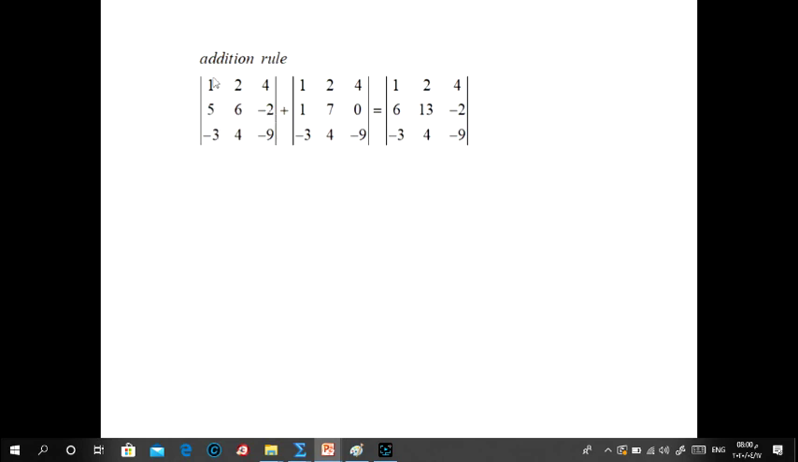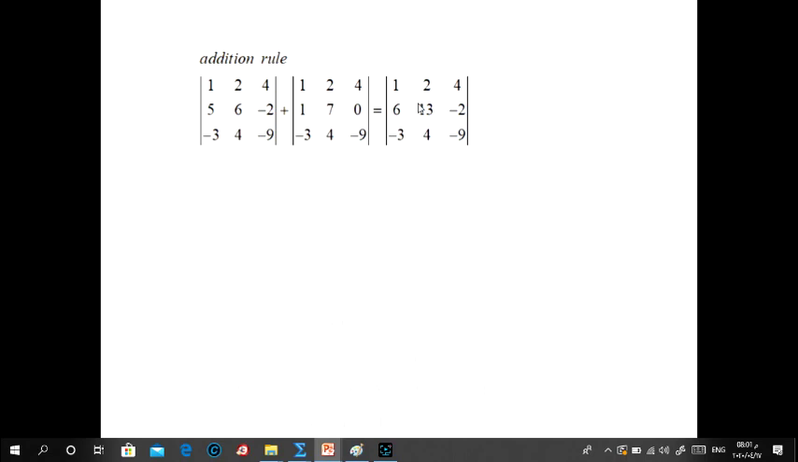For this one, the first row is the same first row for this determinant, and the third row is the same third row. So the answer must be the same for the first and the third, and just add what is between. If you need to add two determinants together, you need to make two rows or two columns the same. This is a very important condition. Without this condition, it is not available. So 1 plus 5 equals 6, 7 plus 6 equals 13, 0 plus negative 2 equals negative 2, and the first row and the third row are the same.